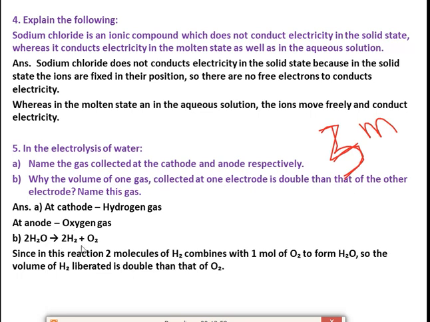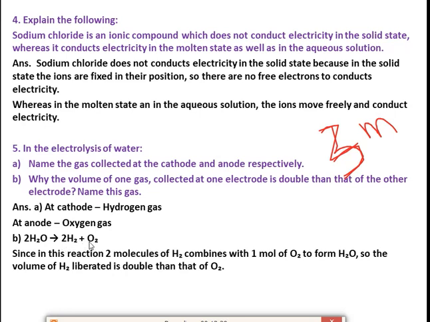Name the gas. If you look at the reaction over there, when 2 molecules of water, H2O, break down, we are getting 2 molecules of hydrogen and 1 molecule of oxygen. So by looking at the reaction, we can say that 2 molecules of hydrogen combine with 1 molecule of oxygen to form H2O. So the volume of hydrogen liberated is double that of oxygen. So 2 molecules of hydrogen are formed over there and only 1 molecule of oxygen is formed.